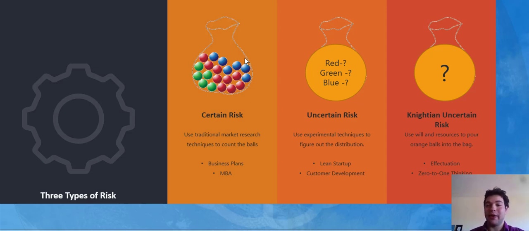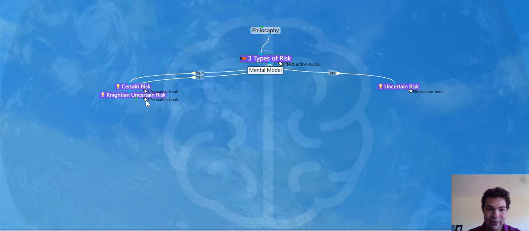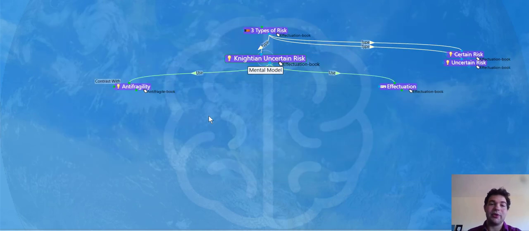So the idea here is to use the strategies that we're about to talk about to deal with this, to not try to predict anything, but still come out ahead. So let's talk about how to do that. There are two complementary strategies that I know of for how to deal with this Knightian uncertain risk.